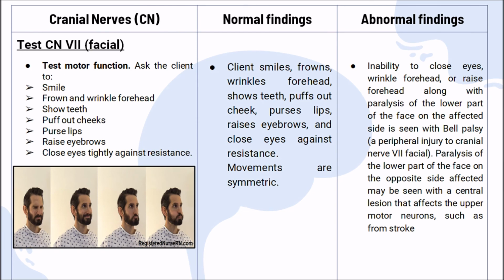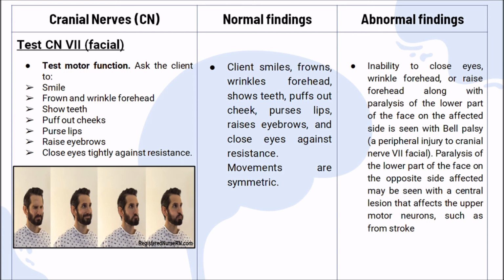First instruction: test motor function. Ask the client to smile, frown, wrinkle forehead, show teeth, puff out cheeks, purse lips, raise eyebrows, and close eyes tightly against resistance. Normal findings: client smiles, frowns, wrinkles forehead, shows teeth, puffs out cheeks, purses lips, raises eyebrows, and closes eyes against resistance. The movements are symmetric.